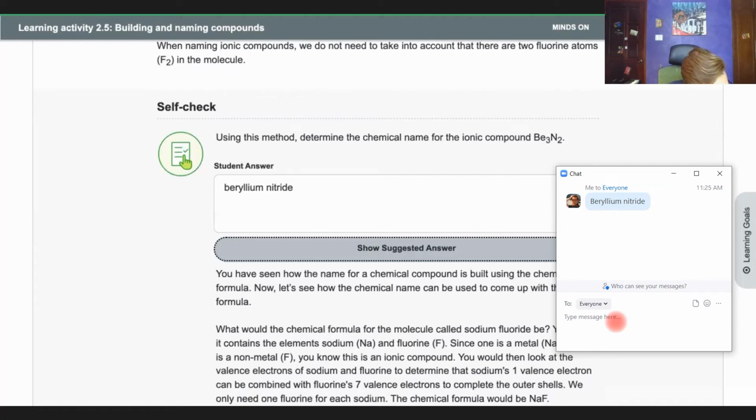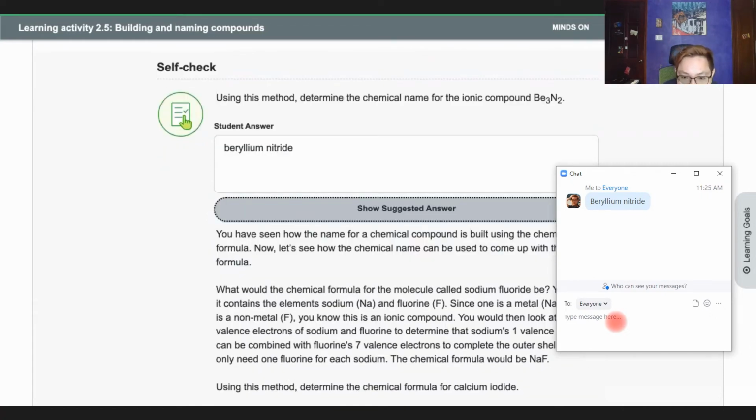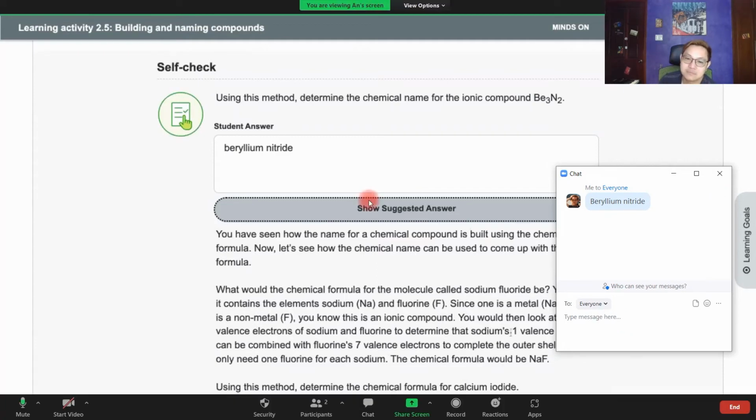Ionic compound, not iconic. It's ionic. Sorry. You would then look at the valence electrons of sodium and fluorine to determine that sodium's one valence electron can be combined with fluorine's 7 valence electrons. To complete the outer shell, we only need one fluorine for each sodium. The chemical formula would be NaF.